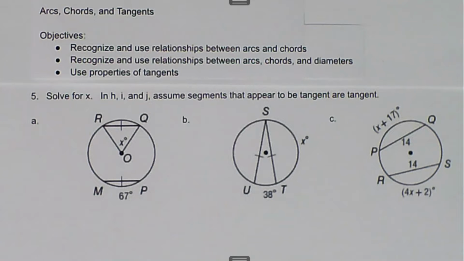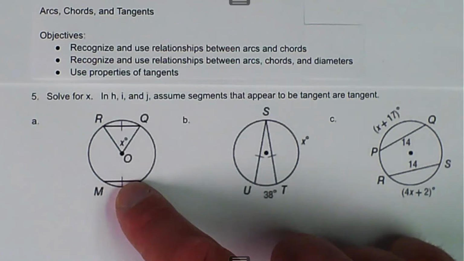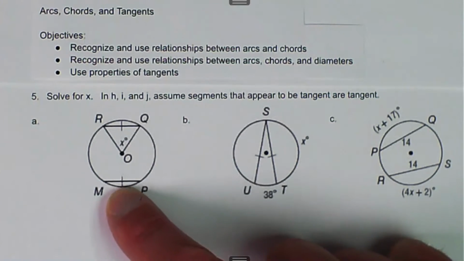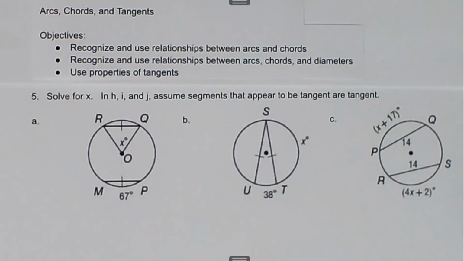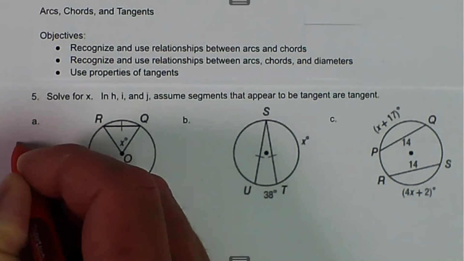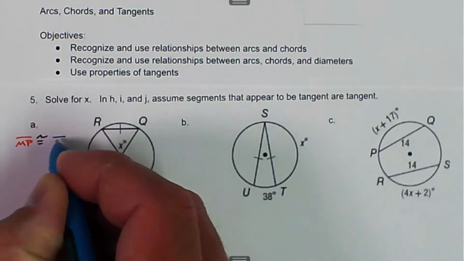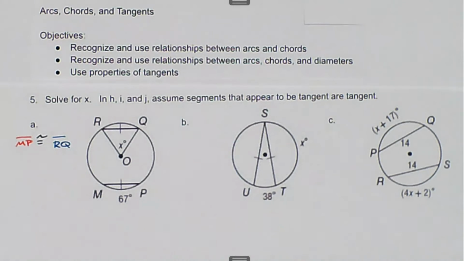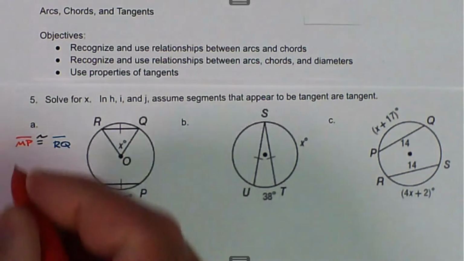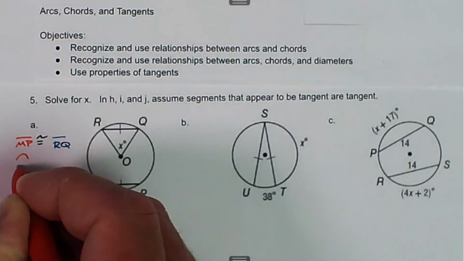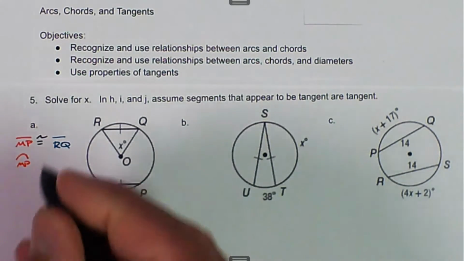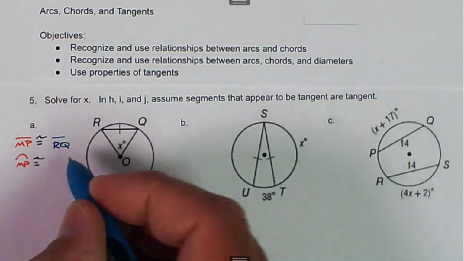So in this case, we can see that we have two congruent marks right there. So these two chords are congruent is what we're saying. So we can say line segment MP is congruent to line segment RQ. And if that's the case, then we can also say that the arcs are congruent. So we can say that arc MP is congruent to arc RQ.